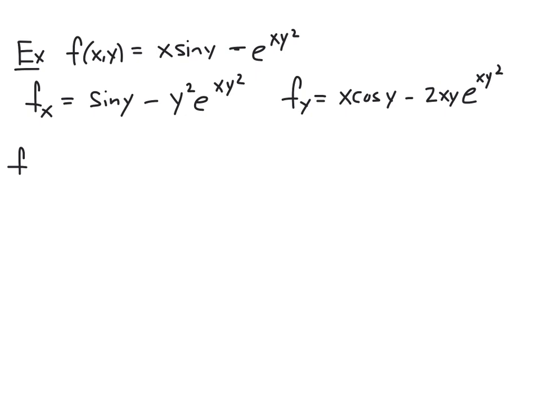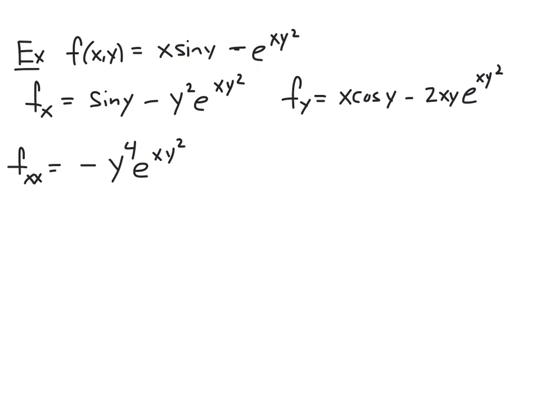If I want to find fxx, the partial with respect to x twice, we're going to differentiate f sub x with respect to x. When we differentiate sine y, that becomes 0. When we differentiate the second term, we're going to have y squared times the derivative of e to the xy squared, and that again is the chain rule. So we end up with y squared times y squared, which is y to the fourth, e to the xy squared. So negative y to the fourth, e to the xy squared. That's our first second order partial, fxx.